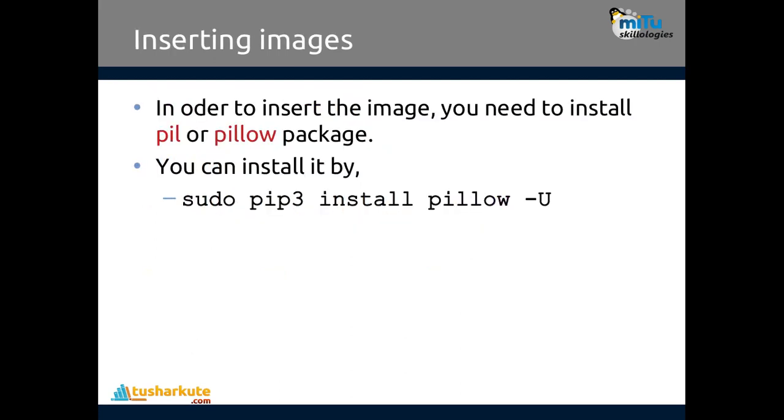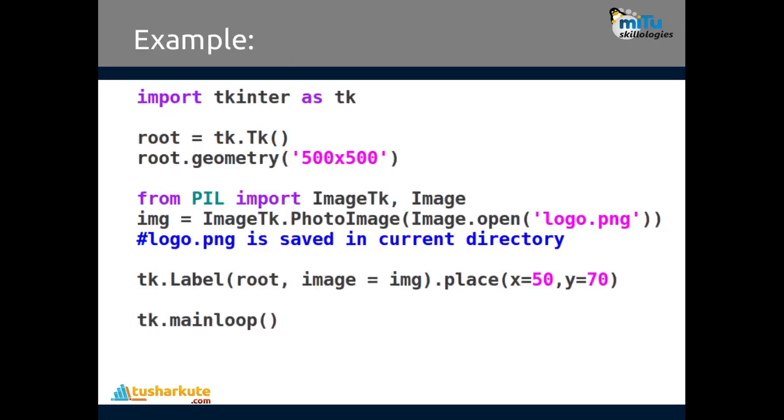And come to the last, inserting the images. Now for inserting the images, we require one package called PIL, that is Python Imaging Library, or the Pillow package. You can just search for it and install this PIL or Pillow package. I have given the command here by saying pip, so you can install it. And how to do it? Here I am creating this root, from PIL import ImageTk and Image. ImageTk is a class, Image is also a class.